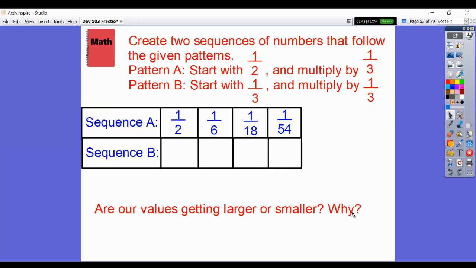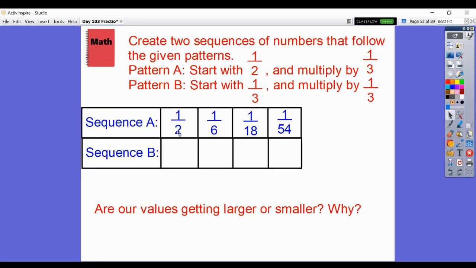Right again, I hear voices coming back at me. I can hear you. Most people are telling me 1/54th, it's getting smaller. The value of each fraction is getting smaller because one part of 54 is much smaller than one part of 2.